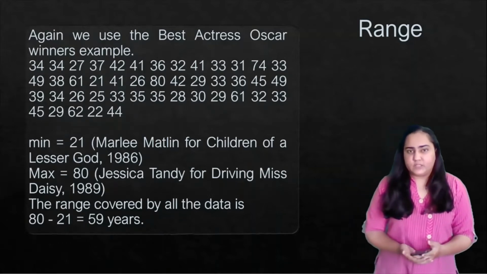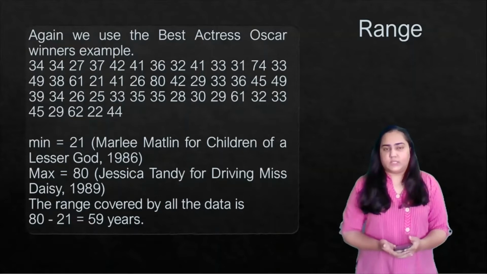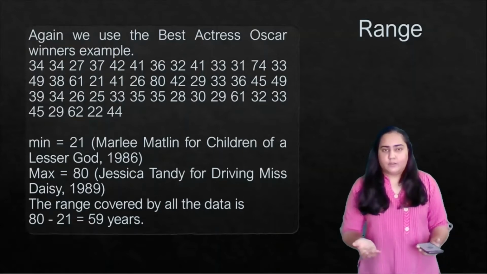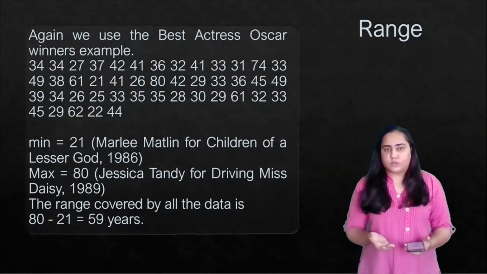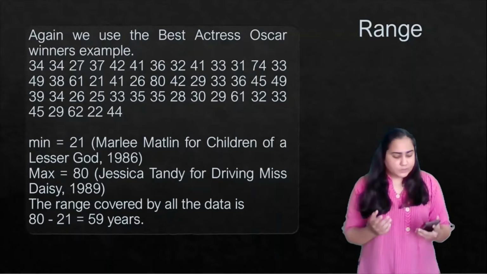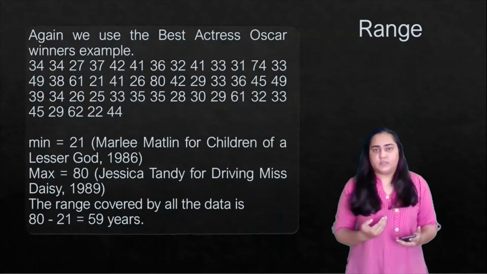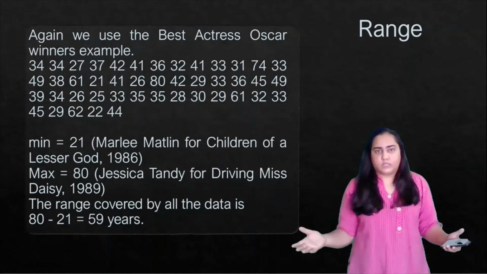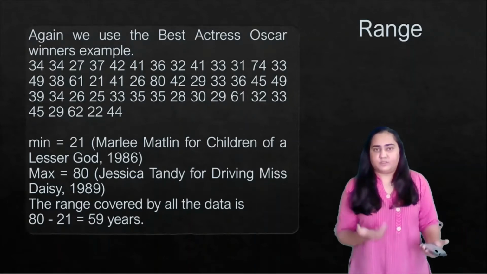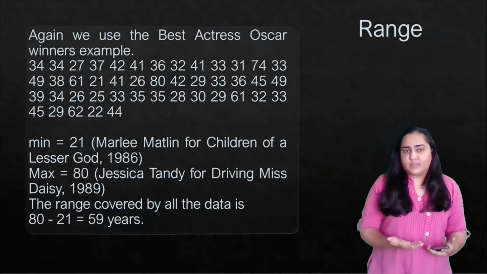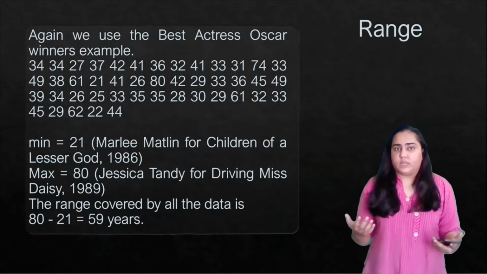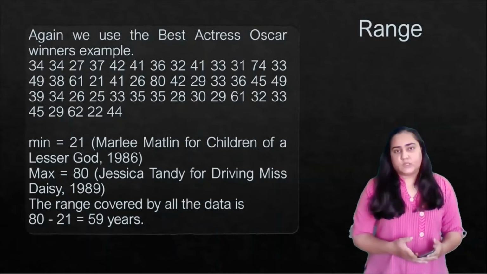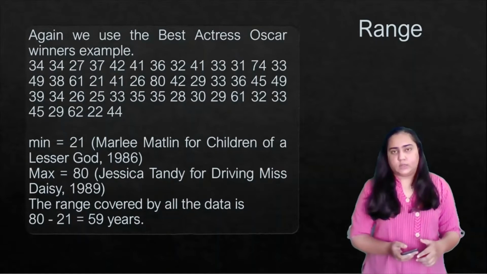Now that we have these two ages, all we need to do is subtract them and find the range. So the range is essentially 80 minus 21, which gives me 59 years. So this tells me how far my data is spread, how big the data is, how many different types of values are available. So I can say that the maximum difference between values is 59 years. Okay, so this is how I can find the range in statistics using this type of data.